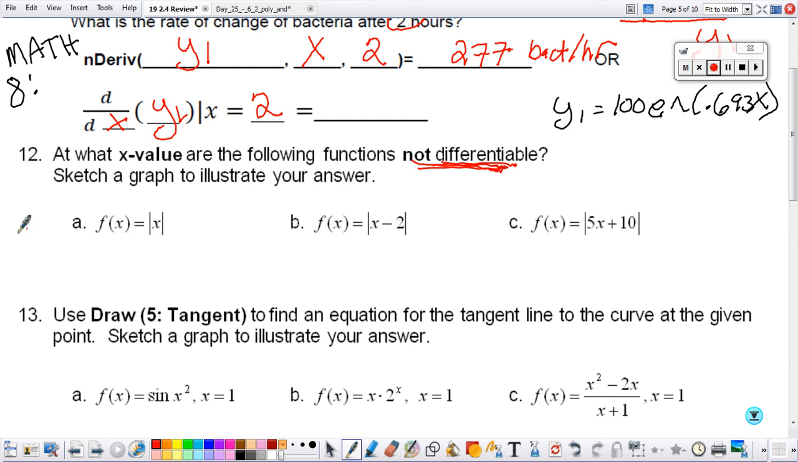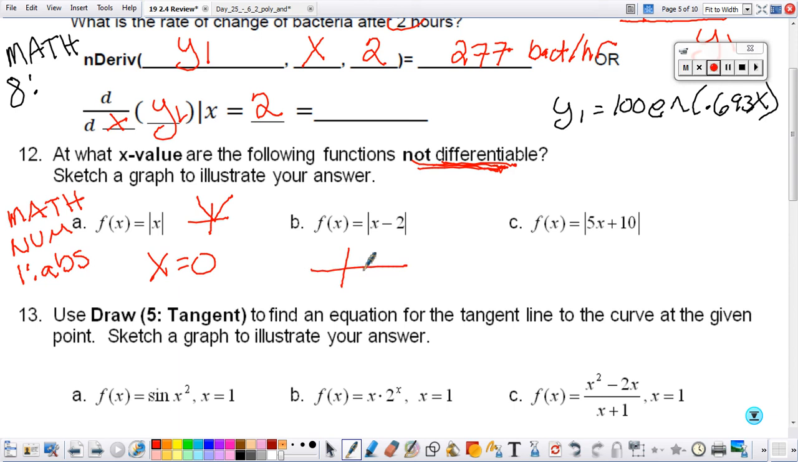So if you graph the absolute value of x, to get absolute value, you go to the math menu, arrow over to number, and choice 1 says ABS. So when you graph the absolute value of x, that has a vertex on the origin, so that happens at 0. When it's x minus 2, your vertex is to the right 2. Sorry, that's not a very good sketch. That's at x equals 2. If you graph this one, your vertex is at negative 2. That's where the sharp point happens, so that's x equals negative 2.